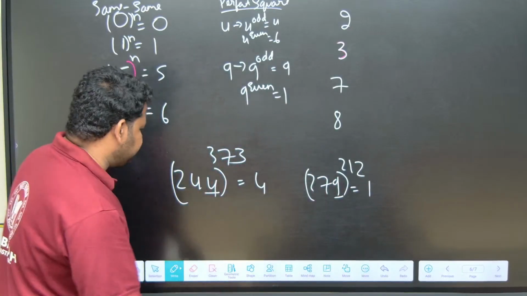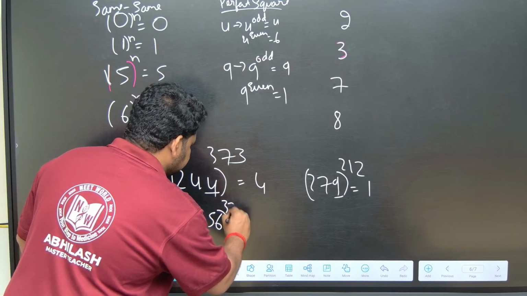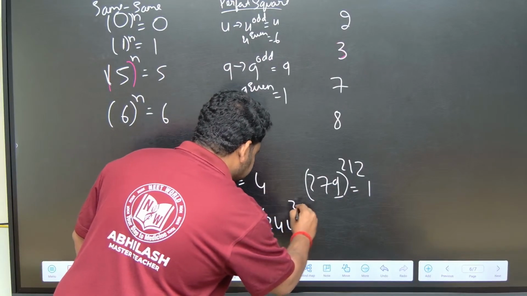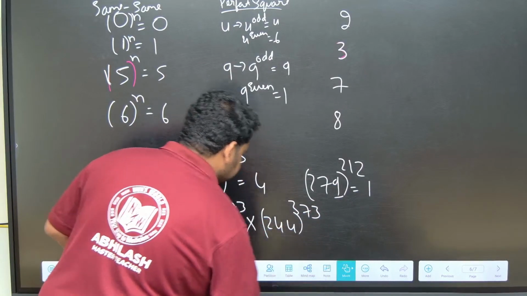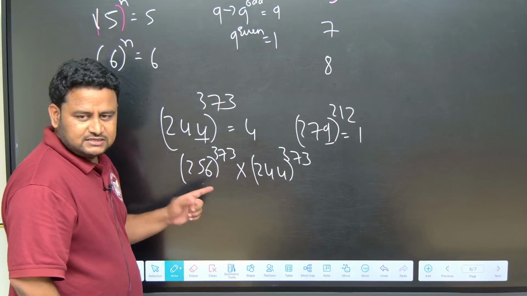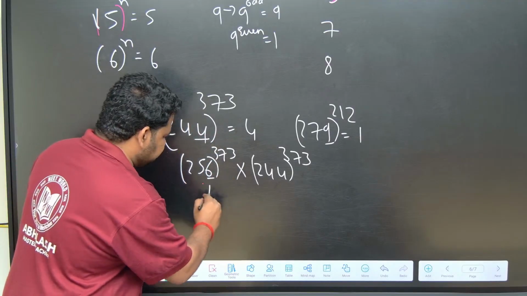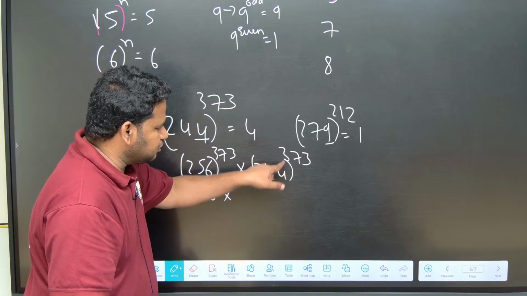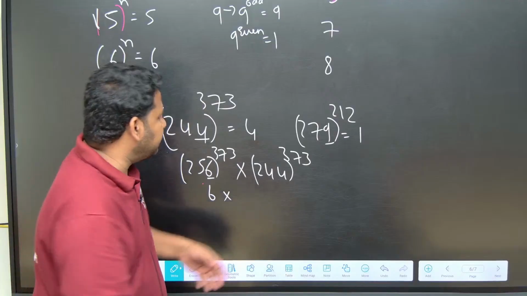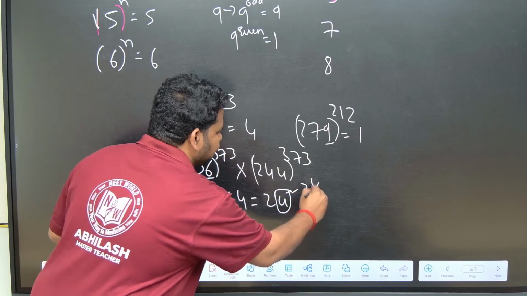Now, if I give a question like this, see here, 256 to the power of 373 into 244 to the power of 373. Now, what is the answer to this question? Focus here all of you. So, 256. 6 means it is same. 6 to the power of anything is 6 itself. I will write 6. 244, 4 to the power of odd. 4 to the power of odd is 4 itself. So, 6 4s are 24. Unit digit is what? The answer is 4.